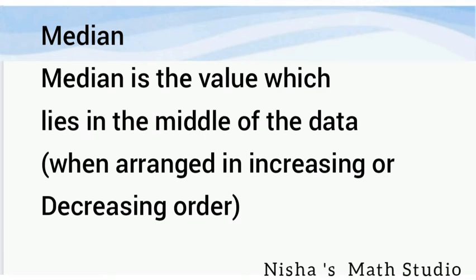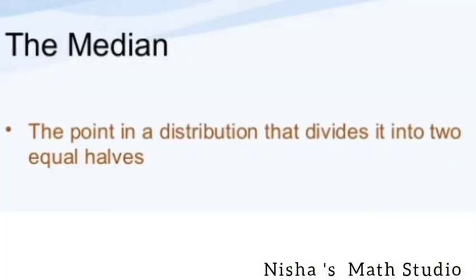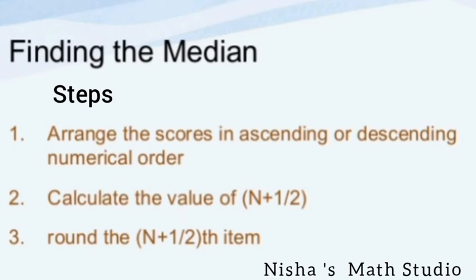Next we'll see what is median. It is the value which lies in the middle of the data when arranged in increasing or decreasing order. In other words, it is a point in the distribution that divides it into 2 equal halves. Now we have to find out the middle value of the given data. So steps are: first arrange them in the ascending or descending order, calculate the value n plus 1 divided by 2, and then mark that n plus 1 by 2th term, that is the middle term that we get.